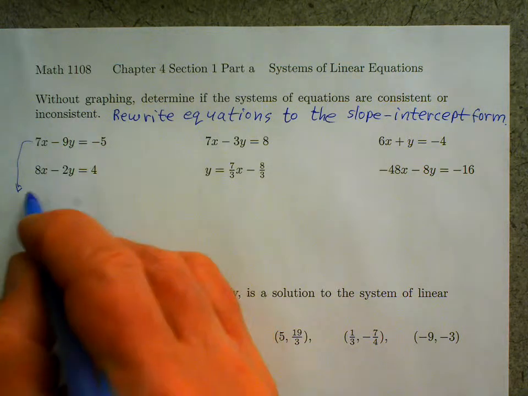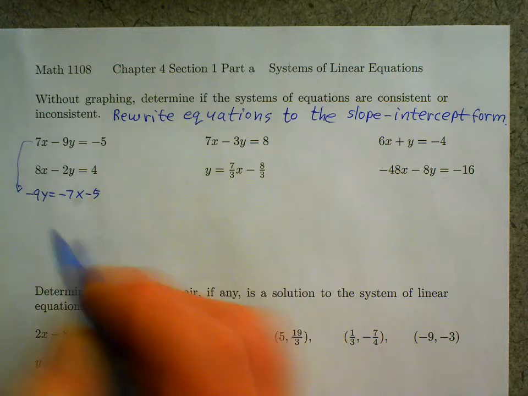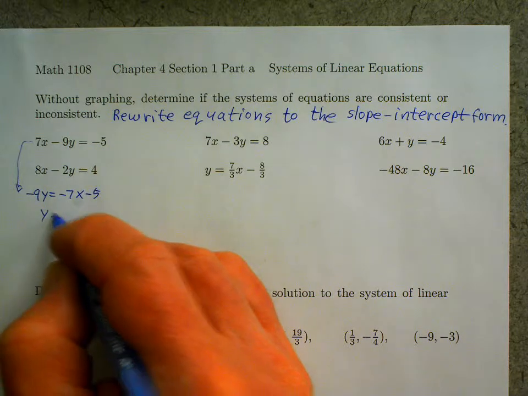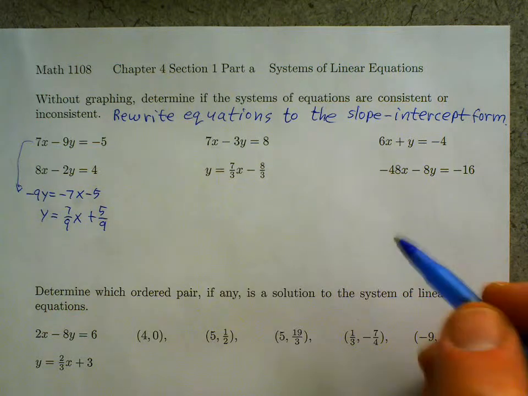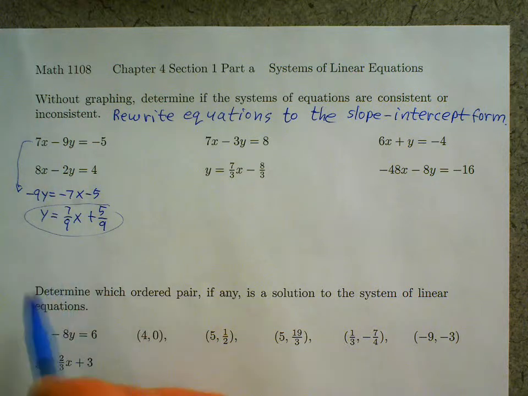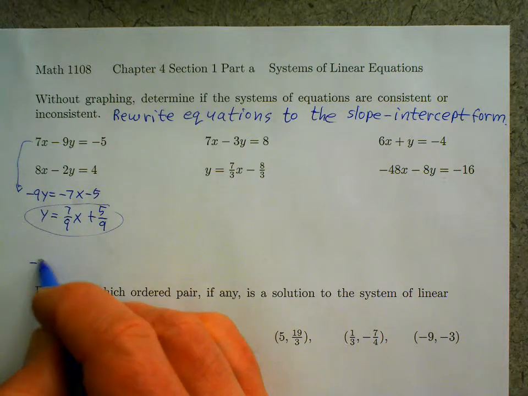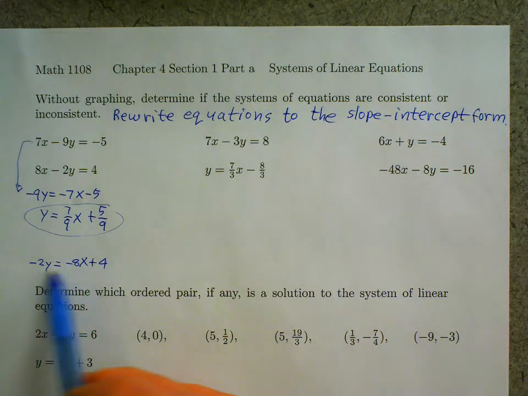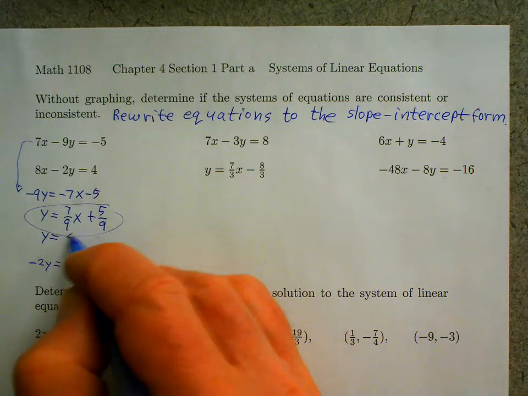Okay, so the top equation, solve for y, so we get negative 9y equals negative 7x minus 5, and then divide every term on both sides by negative 9, we get y equals positive 7/9 x plus 5/9. And then the bottom line, solve that for y. Subtract 8x from both sides, we get negative 2y equals negative 8x plus 4. And then divide every term on both sides by negative 2, we get y equals 4x minus 2.